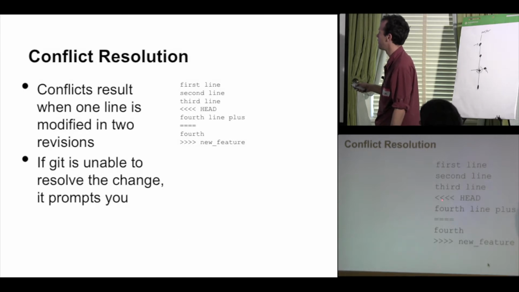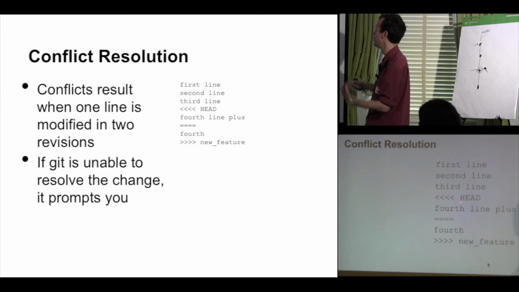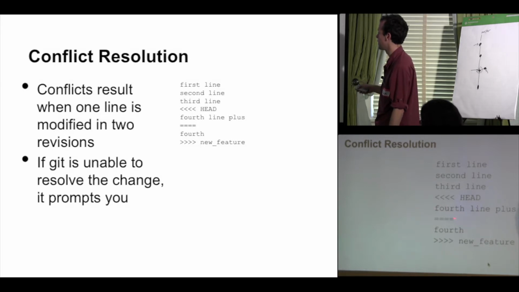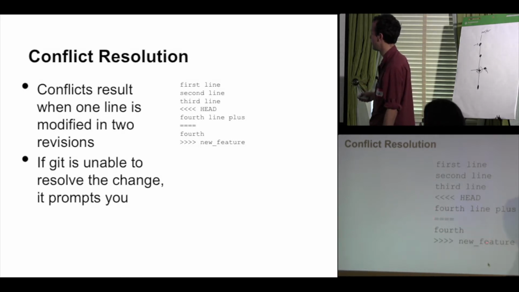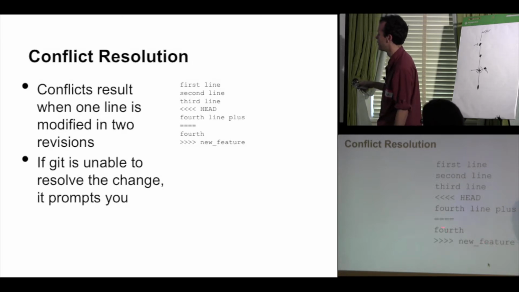What you'll see is in your text file, it'll actually look like this. So it'll say, okay, in HEAD, that would be the branch that I'm merging into, this is what this line looks like. And then there's an equal sign. And they'll say, okay, in the feature, the change that you're trying to merge in, the line looks like this. So what do you want to do?